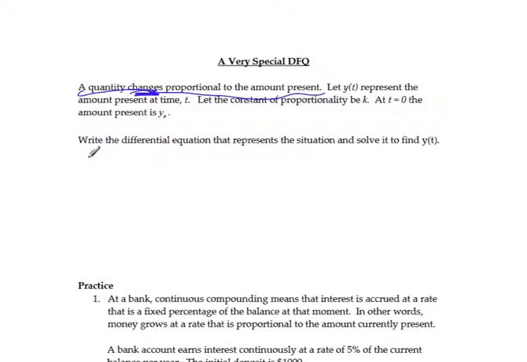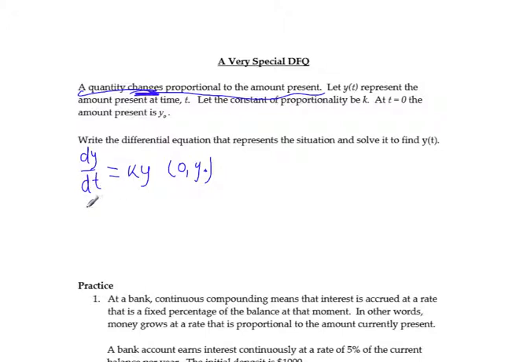So quantity changes. So I'm going to say dy dt, because it's changing at a certain rate, right? Proportional to the amount present. So here's my constant of proportionality, k, and then the amount present, y. So the larger the y is, the faster it's changing, right? And then my initial condition is going to be 0, y naught. So initially there's y naught amount of stuff in there, okay?